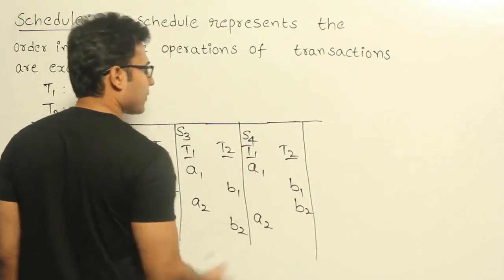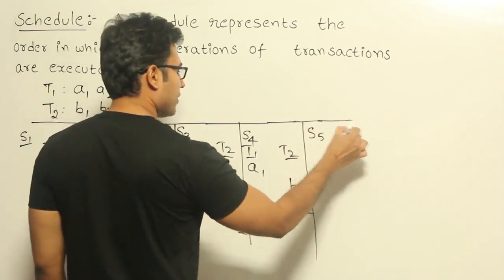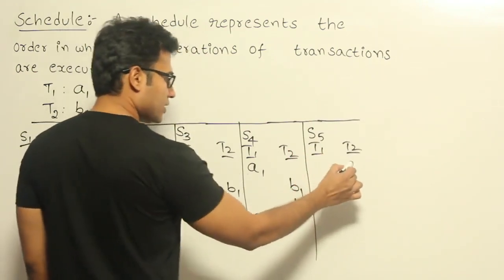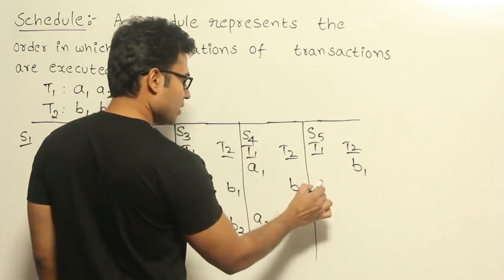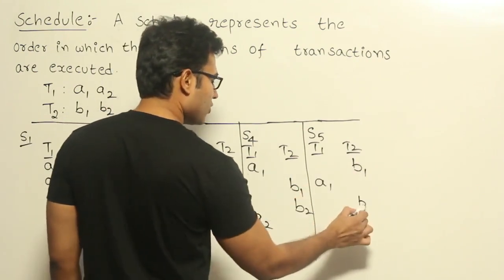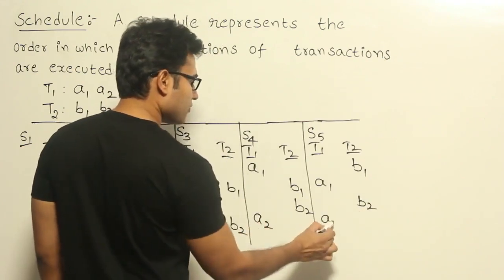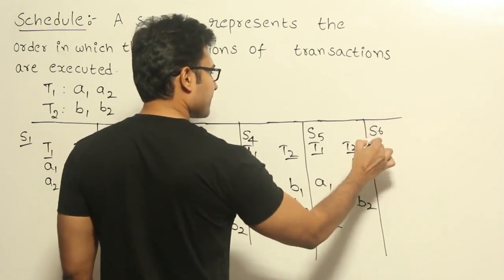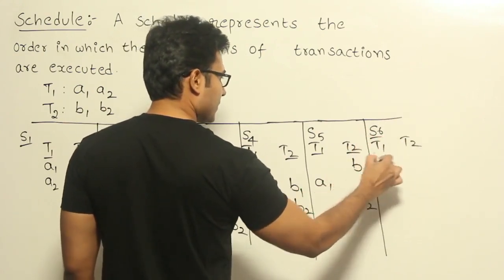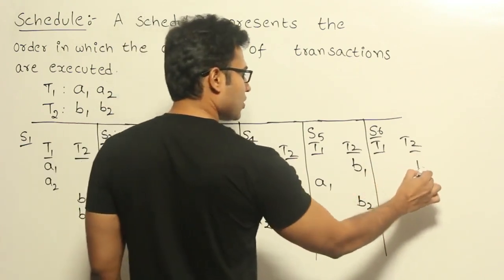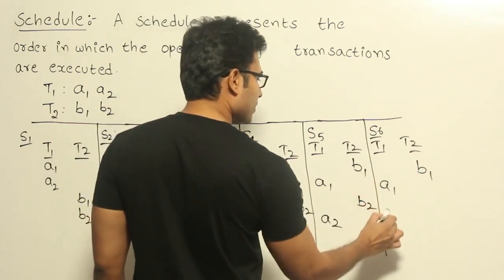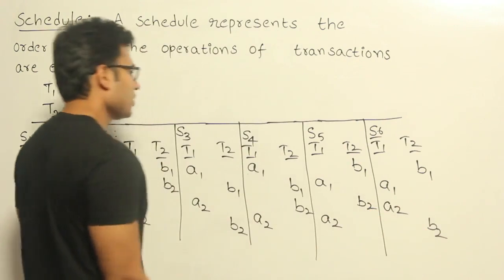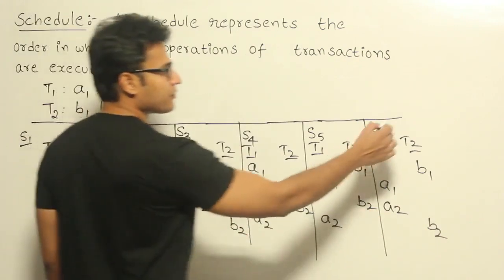Another type of schedule can be: I start with one operation from T2, then one operation from T1, then one from T2 and then one from T1. Or another possibility is: I start with this, then I finish T1, and then I end this one. Now if you observe, these are the various possibilities we have, no more; you can test it, right?